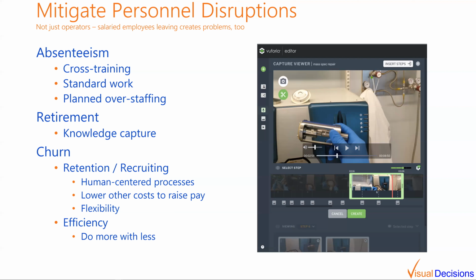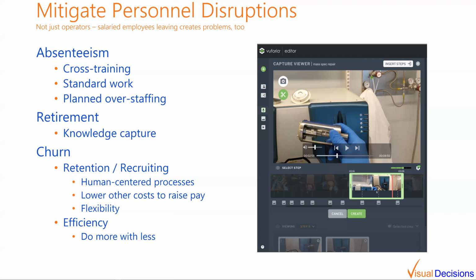And then from a churn perspective, there are two ways to address that. First of all, you can retain your people and recruit people more effectively. And then you can do more with less from an efficiency point of view.